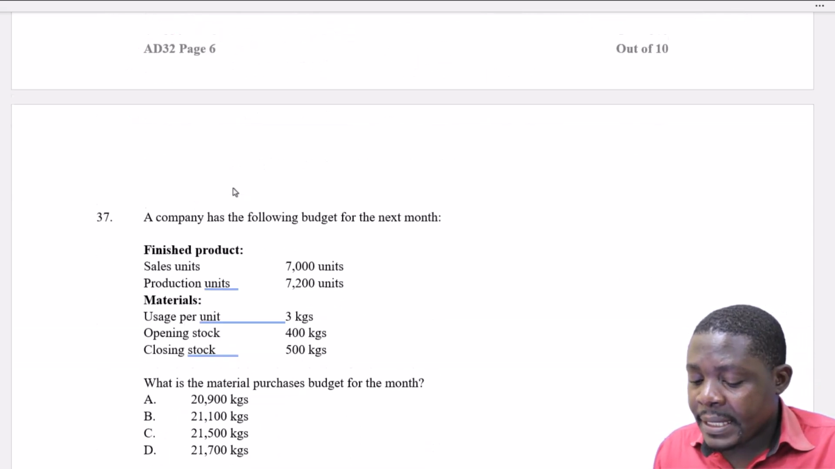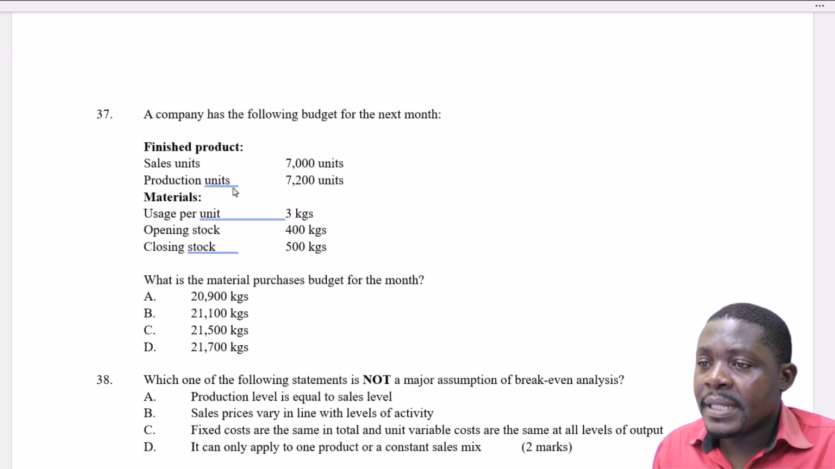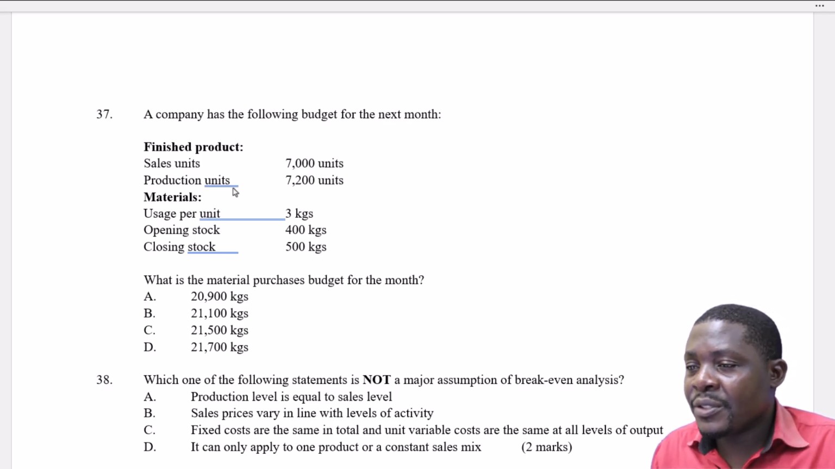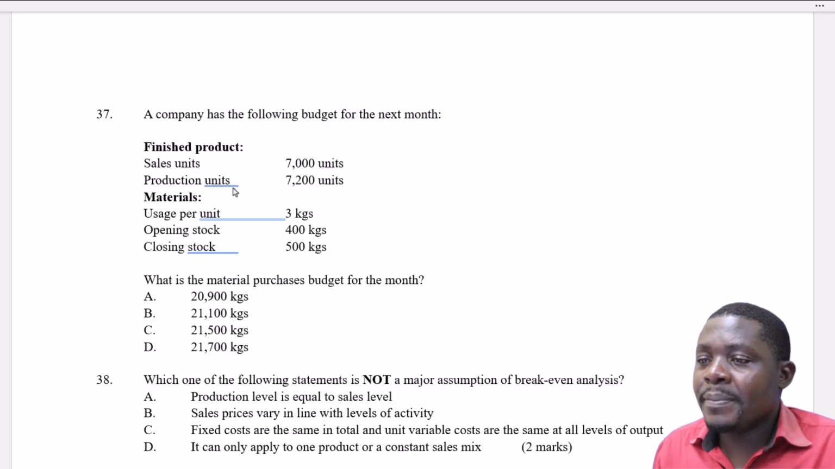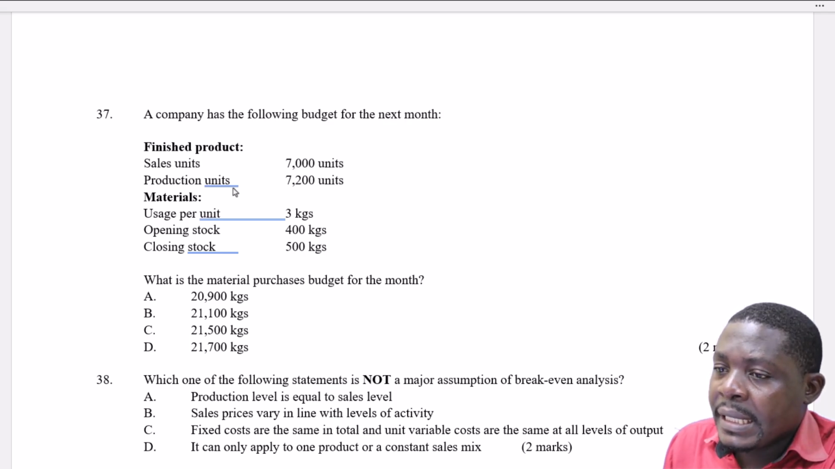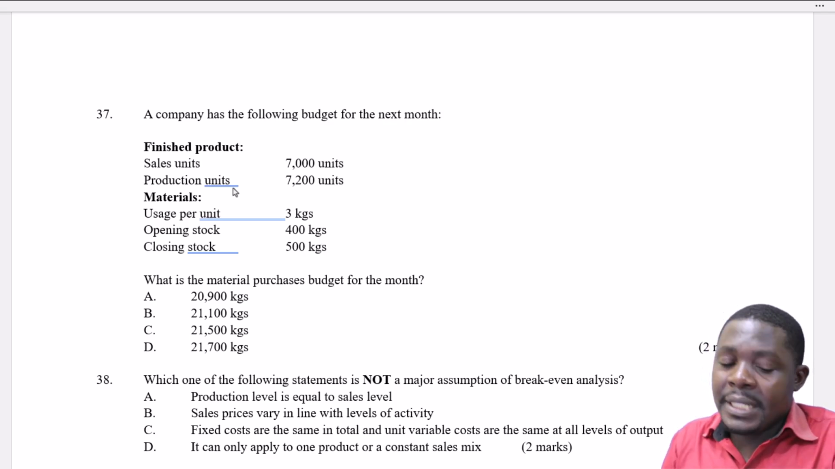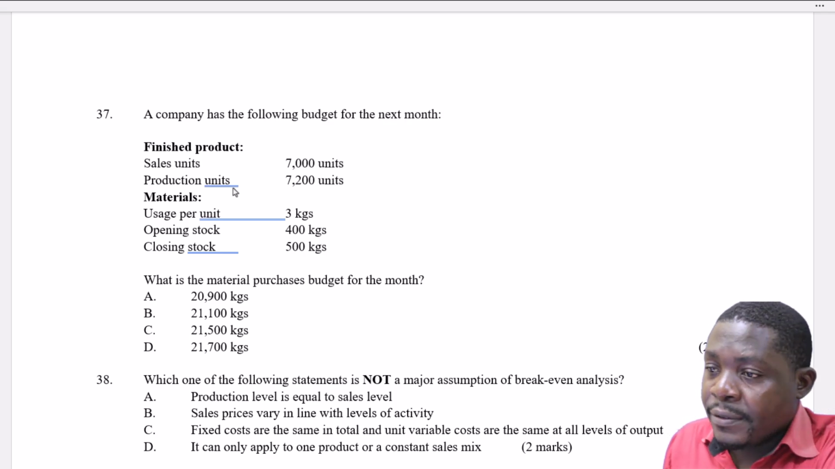Next, number 37. A company has the following budget for the next month. Sales units 7,000, production units 7,200 units. Usage per unit is 3 kg. Opening stock is given, and closing stock is given. What is the material purchase budget for the month?